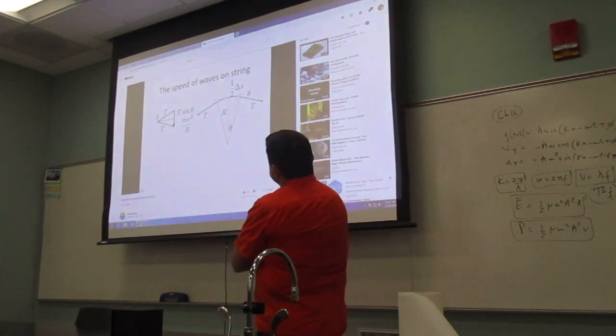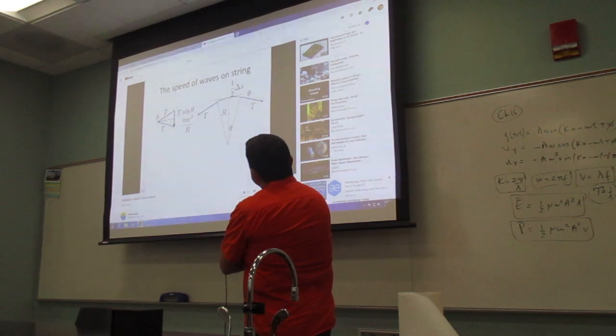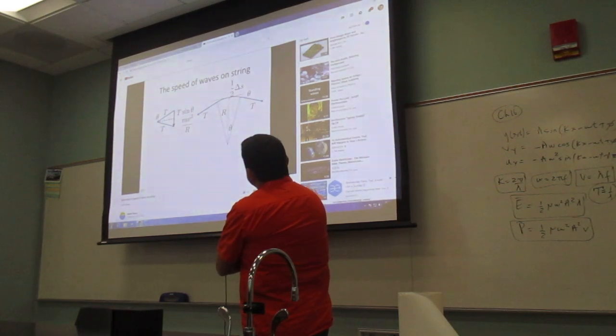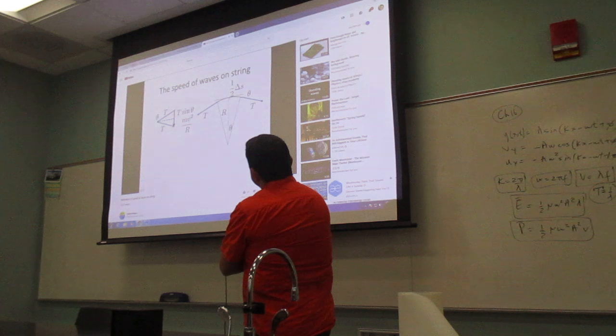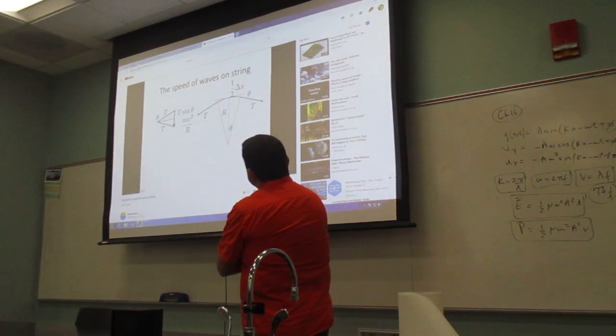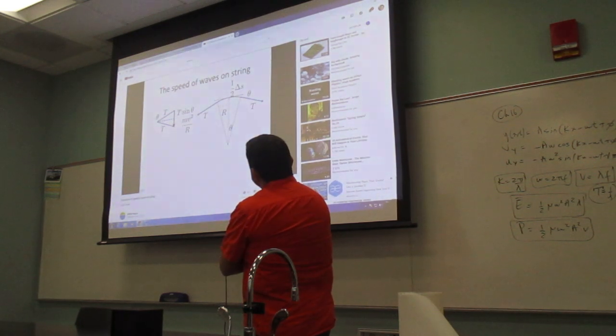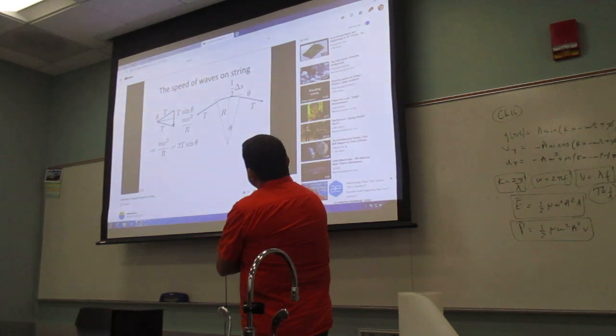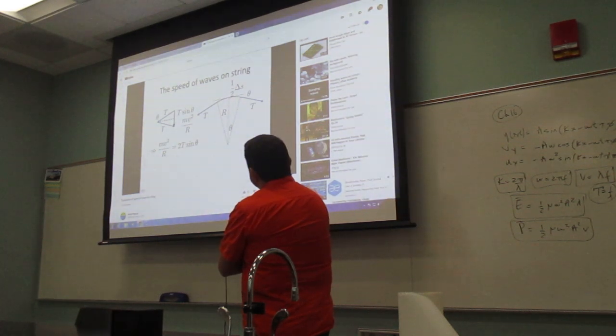So looking at the geometry, this angle in here was theta, which tells us this angle here is theta. So half the length down here is T sine theta. So the length of this resultant force is 2T sine theta. So that's why we've got this 2T sine theta here. And here is our centripetal acceleration.